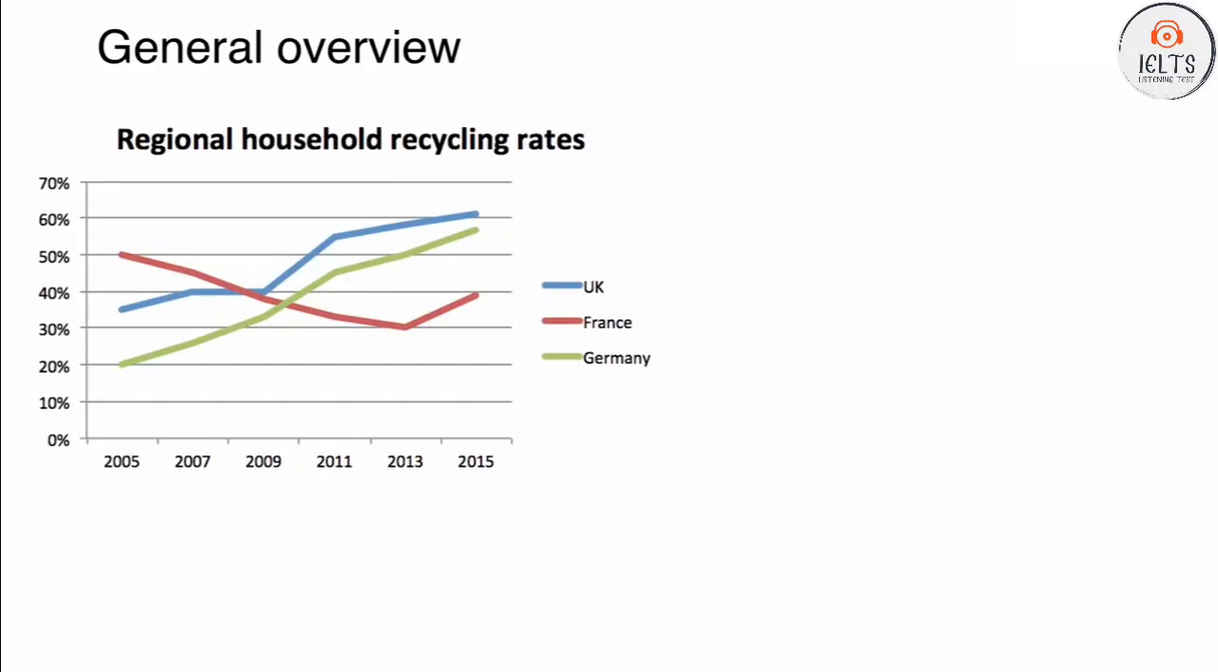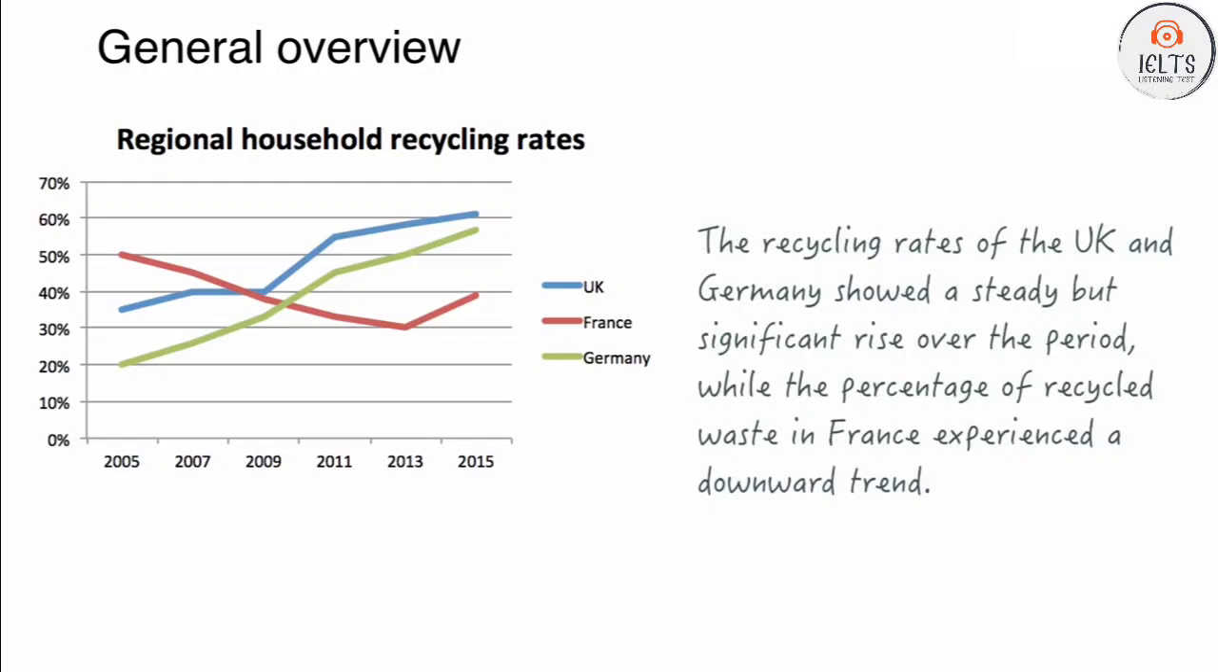And here's how I wrote my overview. The recycling rates of the UK and Germany showed a steady but significant rise over the period, while the percentage of recycled waste in France experienced a downward trend. As you see, I'm just saying that the recycling rates of the UK and Germany rose, and that the recycling rates of France declined. Note how I use the linking word "while" to contrast the opposite trends. It's a very nice technique.